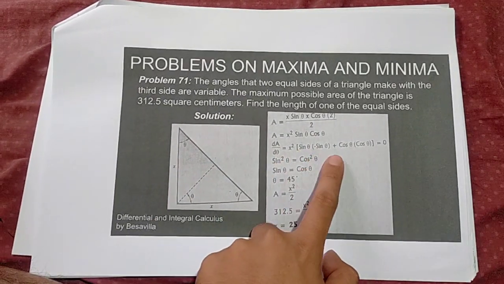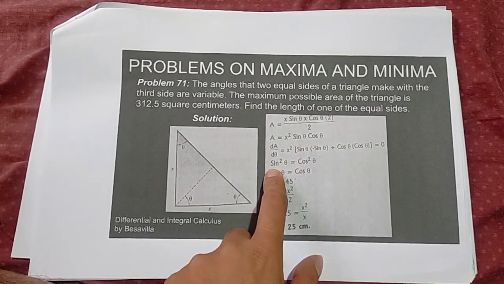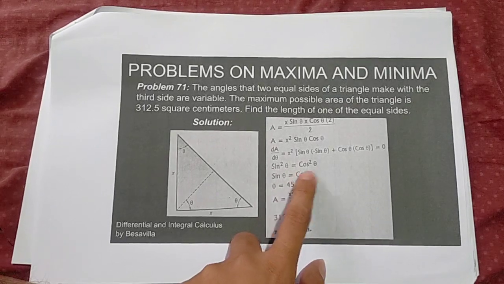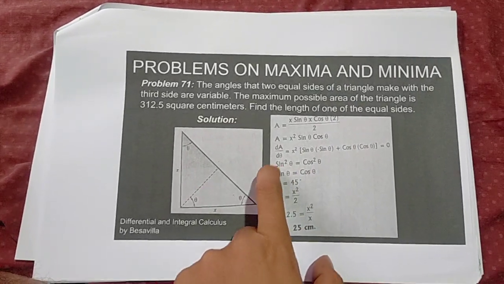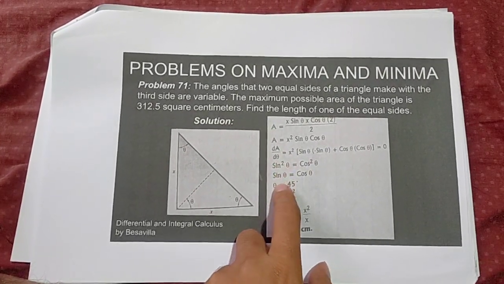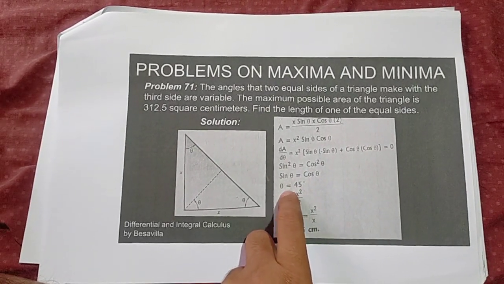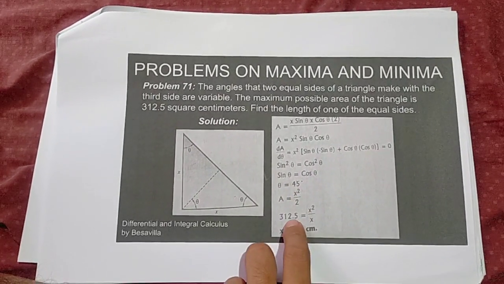If we multiply, we come up with sine squared theta is equal to cos squared theta, and we take the square root so we can cancel the squares. So sine theta is equal to cos theta. Again, theta is equal to 45 degrees.